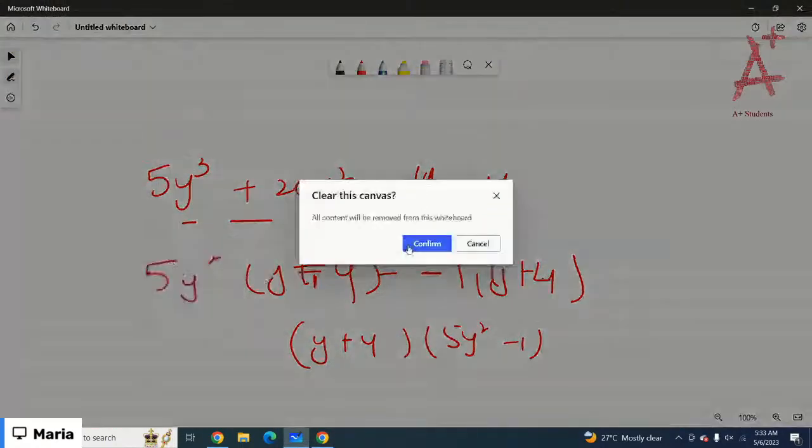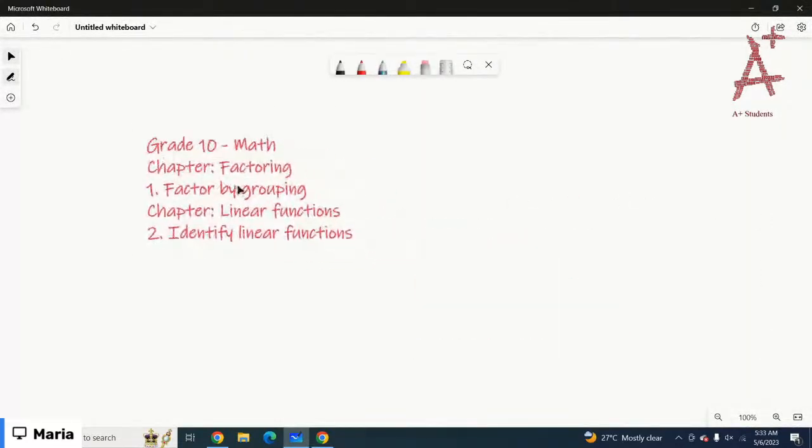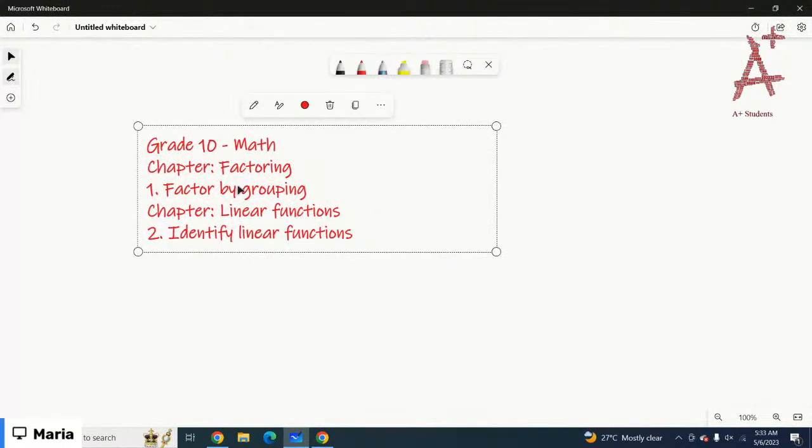So we're working on grade 10 maths. We've started with the chapter factoring, and the lesson we have covered is factor by grouping. Then we have started the linear functions, and the lesson we just completed is identify linear functions. Please make sure before the next session you complete all the test questions for the lessons we did today.